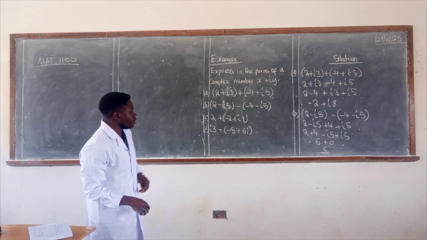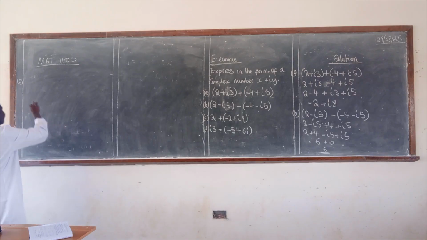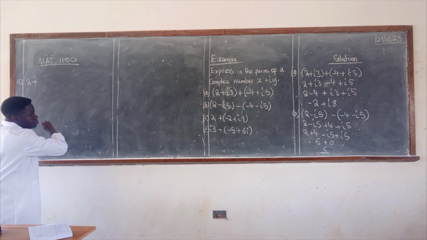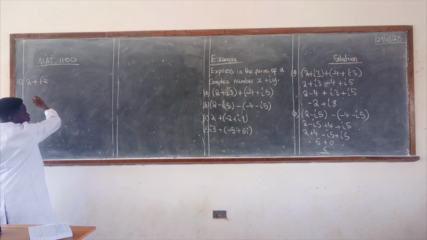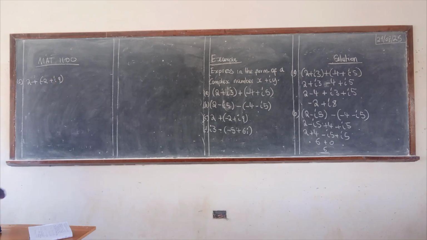Okay, let us try and look at C here. So for C we have 2 plus negative 2 plus i9. Okay, so this is also a complex number here, but the imaginary part has a value of 0. So when you multiply 0 times the i part, that's going to give you 0. So let us try and add this. So it's simple. It's just going to be 2 plus, so here it's going to give us negative 2 plus i9.